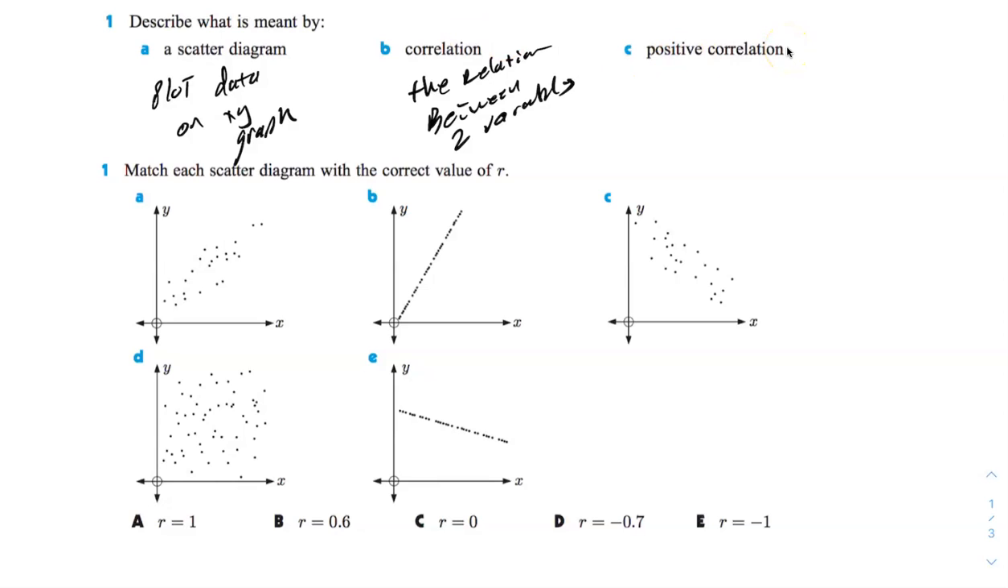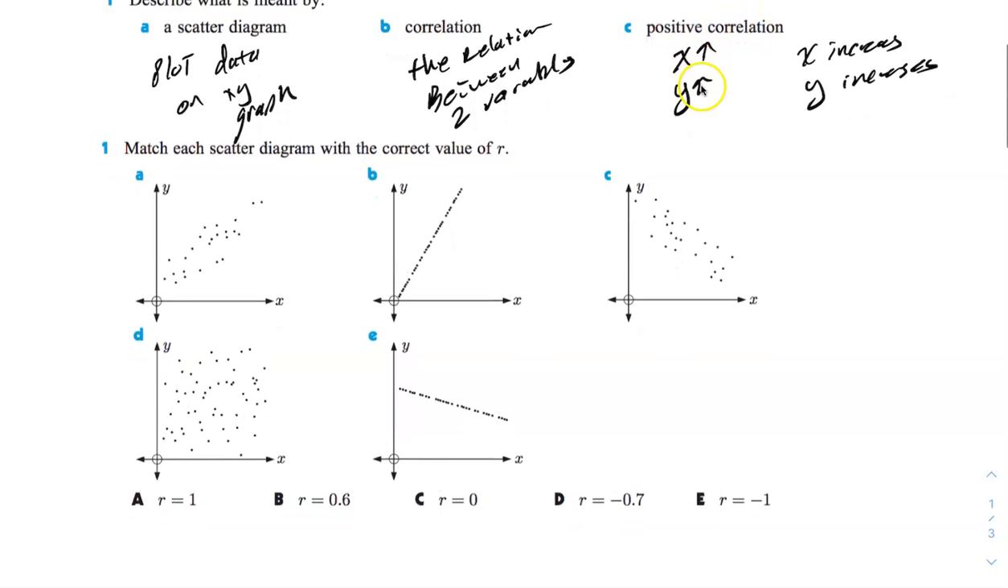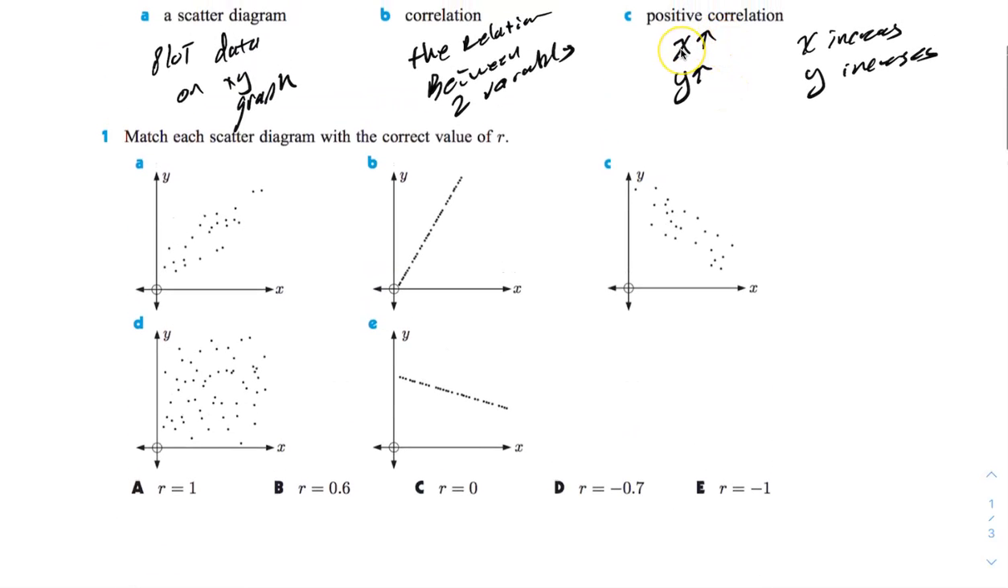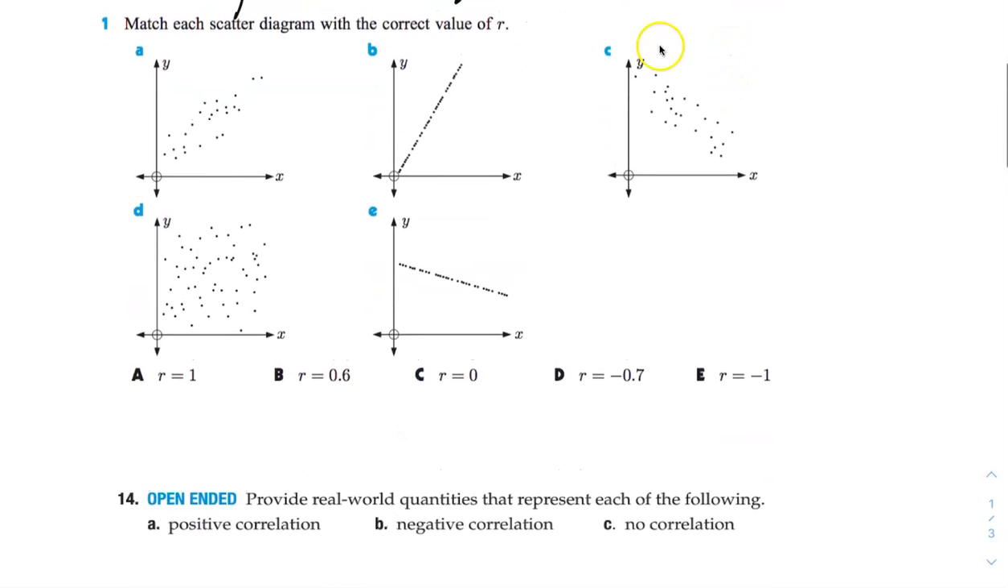Positive correlation means as x increases, y increases. That's a positive correlation. A negative would be x increases and y decreases. I guess I could also say as x decreases, whatever. We'll move on. Match each scatter diagram with the correlation of r.